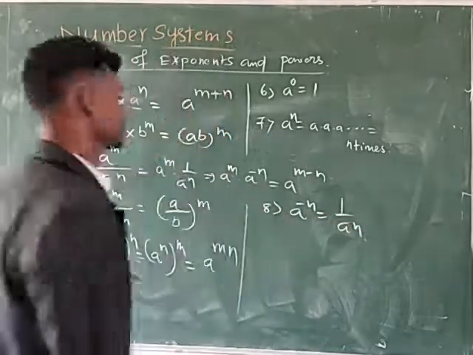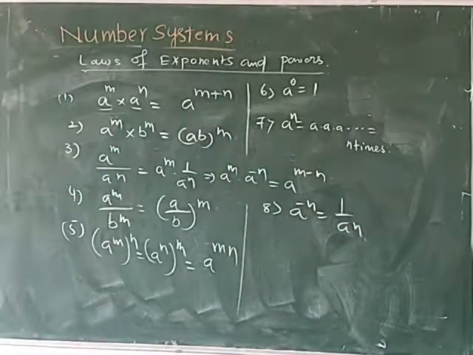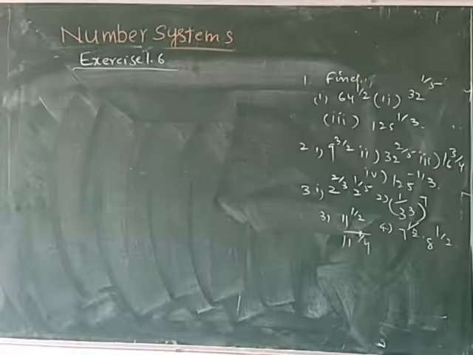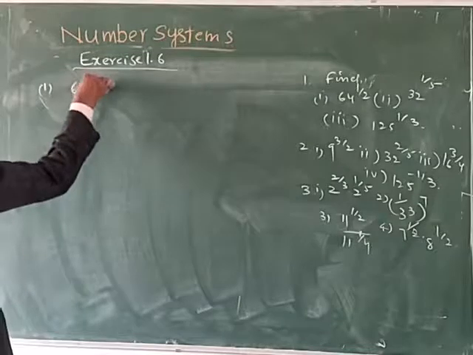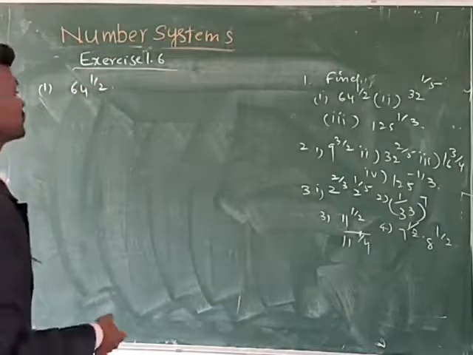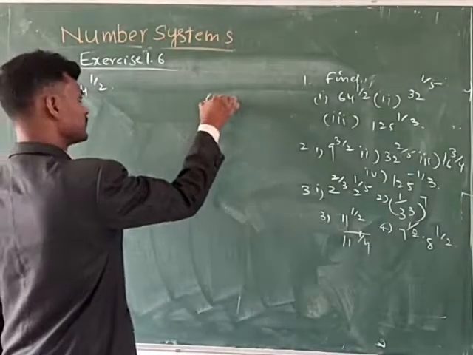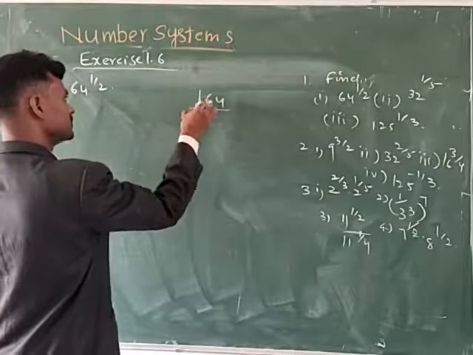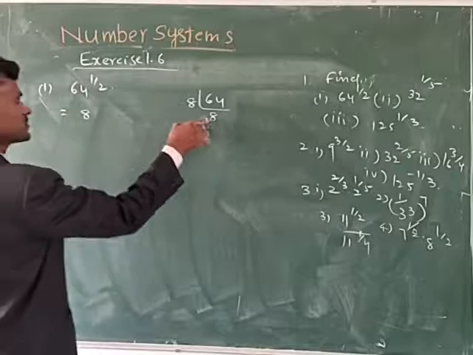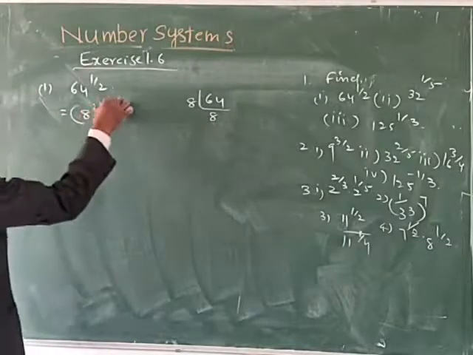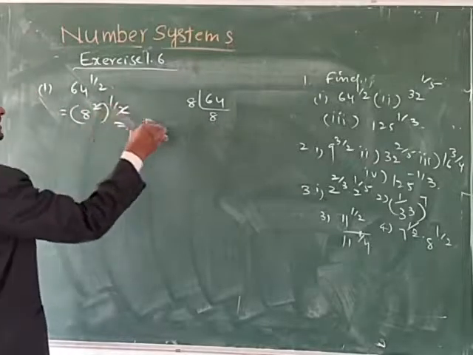Now we have to discuss the last exercise, 1.6. Exercise 1.6, first problem, find. The first one is 64 power 1 by 2. If you don't know how to do it, you have to factor 64. Here 64 you can write as 8 into 8. 8 how many times? 2 times. So 8 square whole power 1 by 2. The 2s cancel, and the answer is 8.